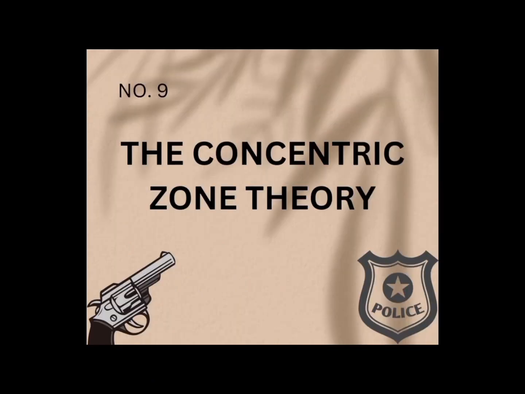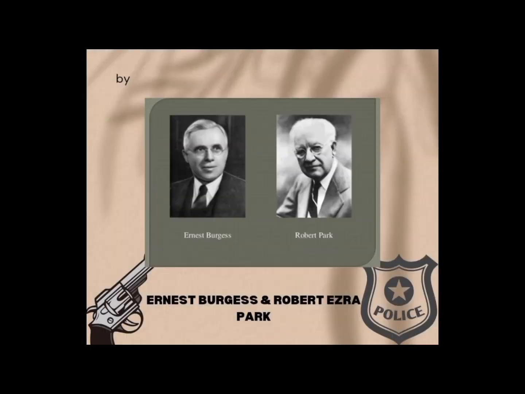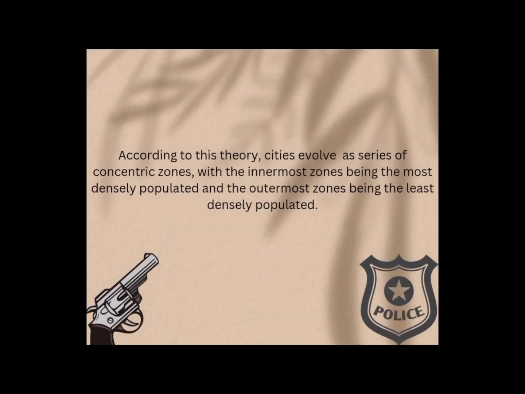Number 9, the Concentric Zone Theory by Ernest Burgess and Robert Ezra Park. According to this theory, cities evolve in a series of concentric zones, with the innermost zone being the most densely populated and the outermost zones being the least densely populated. Ang pagkakaintindi ko sa theory na to is yung outermost part, ayun yung mga upper class, and the innermost part is sila yung lower class.